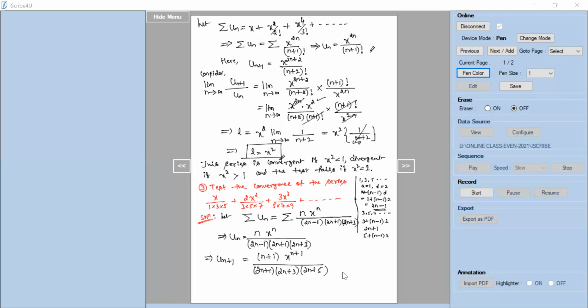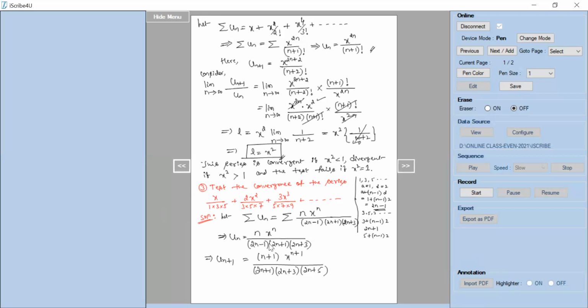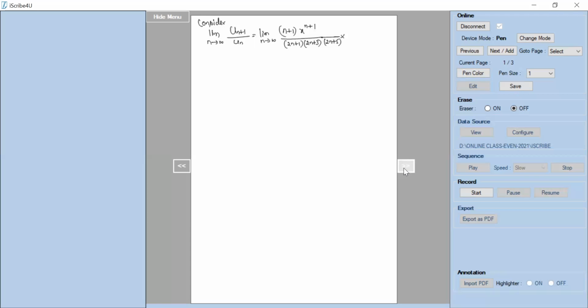Now we compute the ratio. Just go to the next page. Consider the limit as n tends to infinity of un plus 1 divided by un. Un plus 1 is n plus 1 into x power n plus 1 divided by 2n plus 1 into 2n plus 3 into 2n plus 5, into 1 by un. 1 by un is the reciprocal of un, so the numerator goes to the denominator and the denominator comes to the numerator.